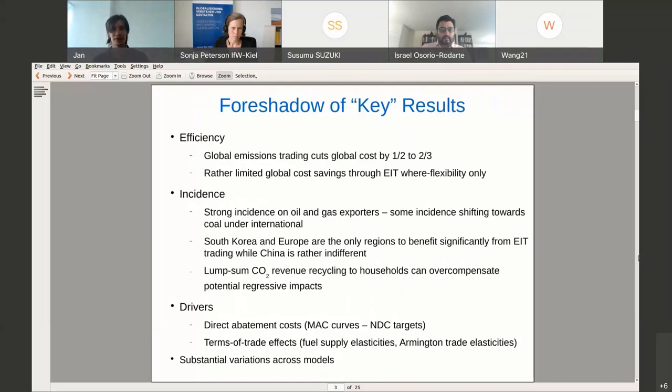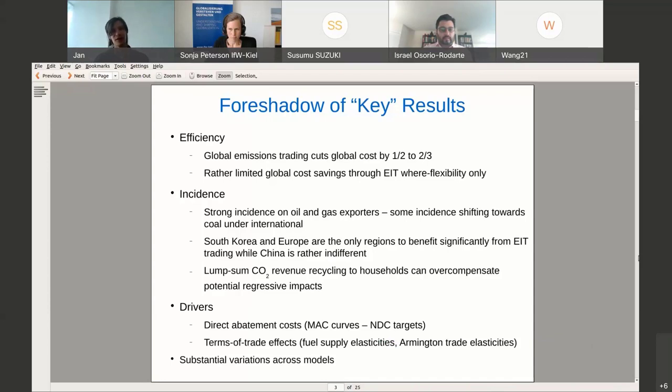Before I go into the details of how we set everything up and what the exact results look like, let me throw some of our key messages at you that we find from the simulations and from the cross-comparison across models. Global emissions trading in most models cuts global cost quite significantly, by 1/2 to 2/3, depending on the model. Whereas we found rather limited cost savings, at least in comparison to global comprehensive emissions trading, when we only look at emissions trading in energy-intensive sectors.